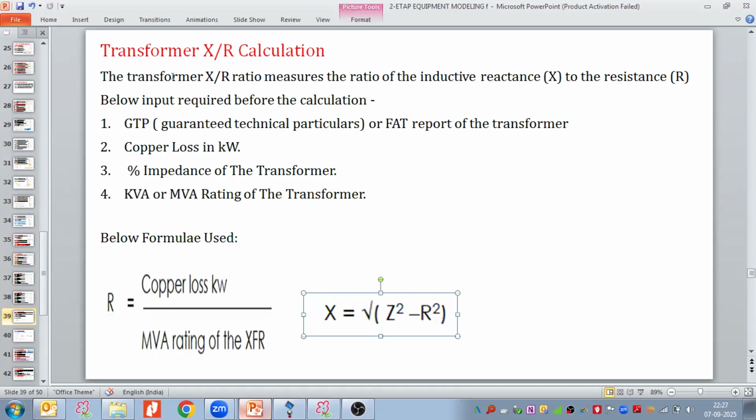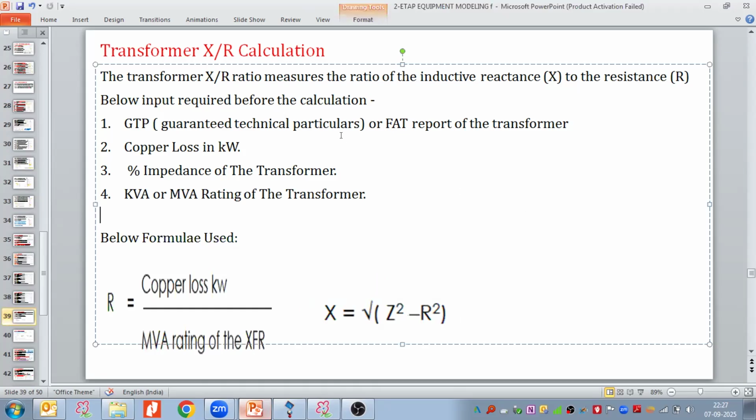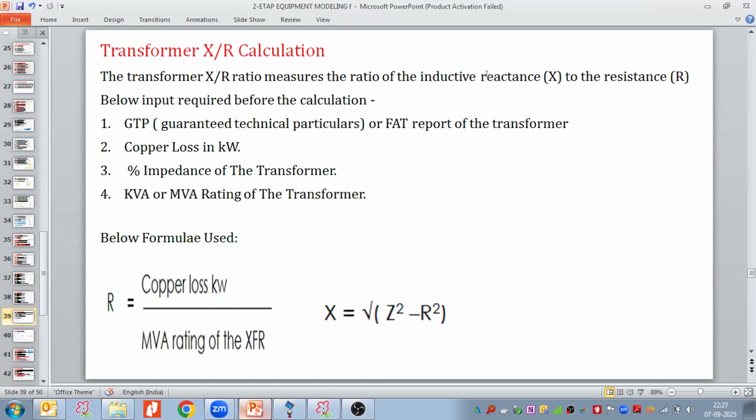So in order to find the transformer X by R calculations, the X by R ratio measures the ratio of the transformer inductive reactance to the resistance of the transformer winding. Below are the inputs required before the calculation of the transformer X by R ratio. We need the GTP of the transformer, the RFID report of the transformer, or the datasheet of the transformer. In that datasheet, we can see the copper loss in kilowatts. Through that datasheet, we can get the copper loss of the transformer. And then we need the percentage impedance of the transformer, and then the rating of the transformer.